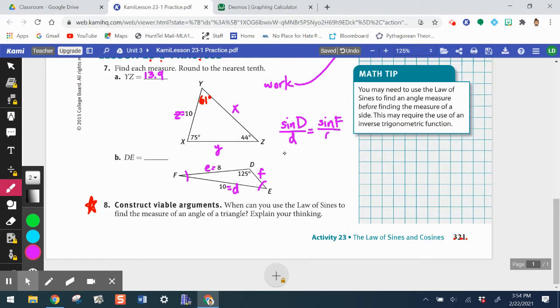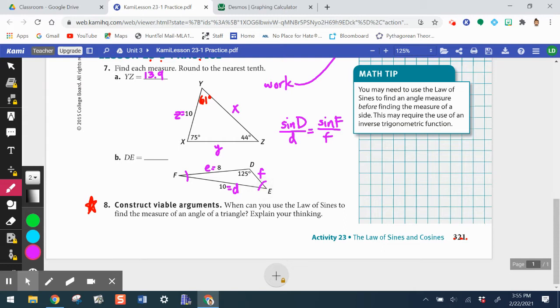But this is where the real issue lies. We do know the measure of angle D, and we know its opposite side d, but we literally know nothing about angle F and its opposite side f. So before we can actually use this proportion, we need to find another angle. And so let's use that same ratio, sine of D over d, and set it equal to another ratio, which we do actually have some information for.